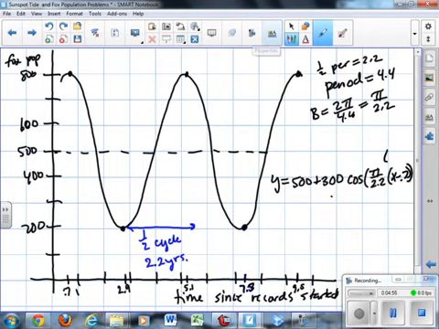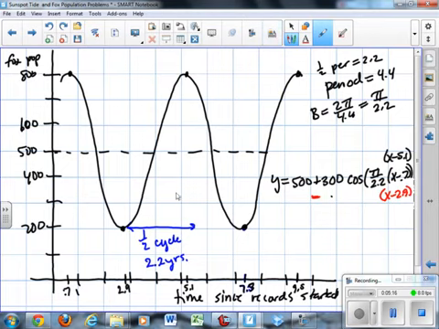Or if I made this negative 300, I could do x minus 2.9. So there's a number of different ways. Let me see if I can write that so it's a little more legible. There's a number of different ways I could write the equation basically by changing the phase displacement.